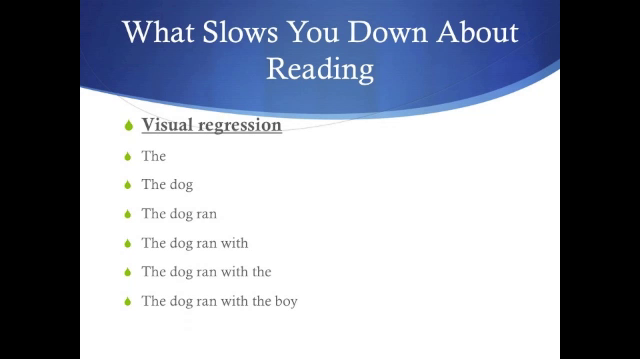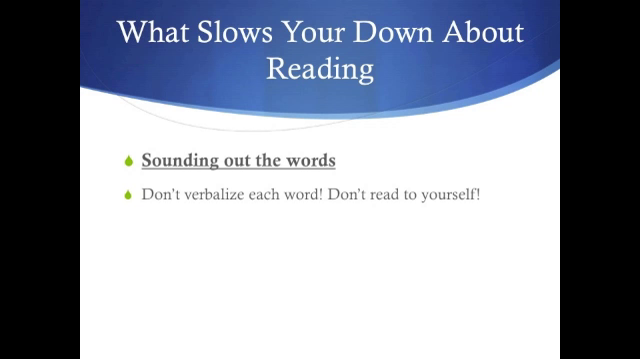Now, the next thing that's going to slow you down about reading is you verbalize the words. In other words, you're sounding the words out whenever you're reading to yourself. For example, you would read this. Don't verbalize each word. Don't read to yourself. This is how you keep your eye moving.